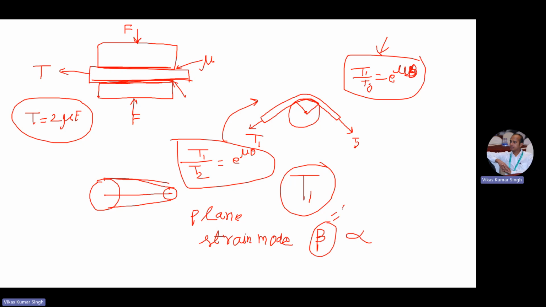Beta is 0 for plane strain mode, and alpha is 1/2, which we have derived. Beta is nothing but the ratio of minor strain by major strain, in the minor and major directions. In the same way, alpha is the ratio of stress, which was sigma 2 by sigma 1. I hope all these things are clear to you. If any doubt, we can discuss in the online class.